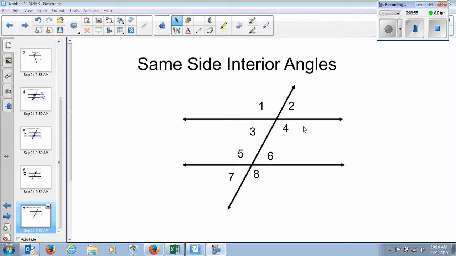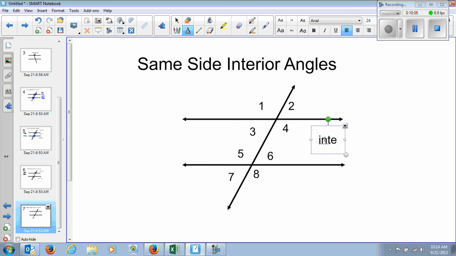Okay, now we get to one of our last sets of angles. Now these are going to be different. Same side interior angles. So again, we're going to be looking at the interior, which is the area between the two parallel lines, and we're looking for ones that are actually on the same side. So our same side interior angles here, 3 is an interior angle, and the one that's on the same side of the line, but also on the interior, is actually going to be angle 5.